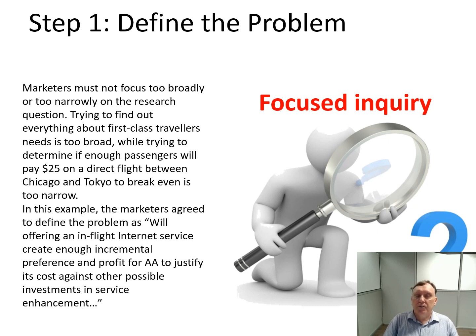So in this example, they agreed to define the problem as: will offering an in-flight internet service create enough incremental preference and profit for American Airlines to justify its cost against other possible investments in service and enhancement? In other words, improving the food or the service or wider seats or whatever other additional things would be of interest to them. In other words, speak to the customers, find out what the customers want. This is what we're going to keep coming back to again and again.